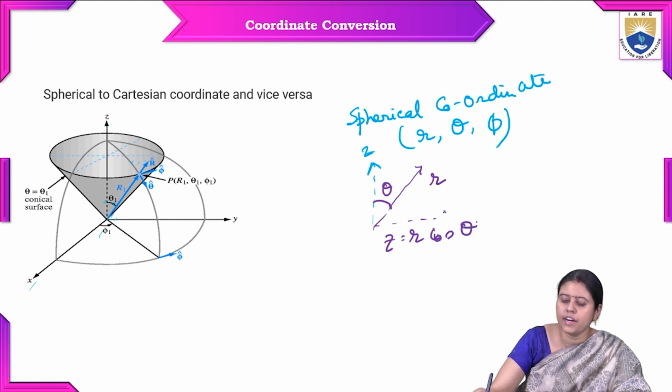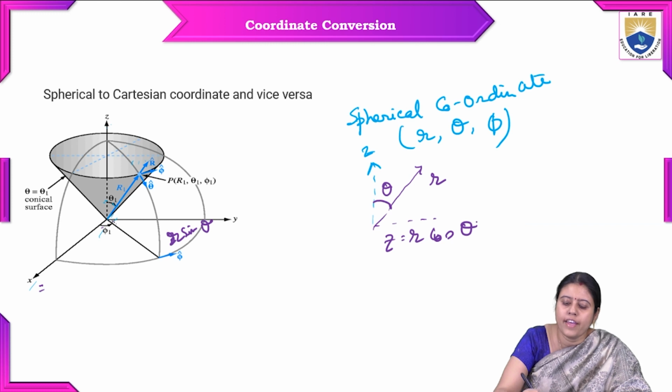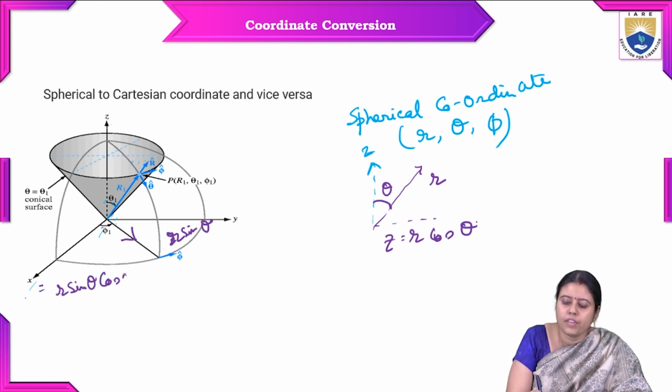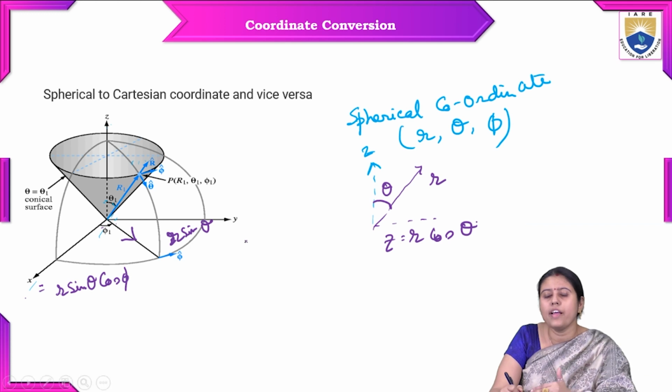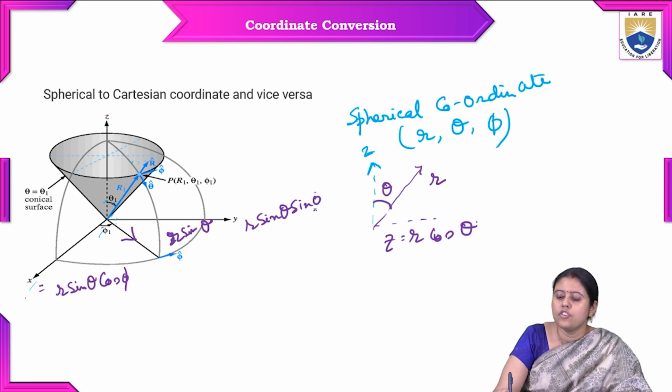So we got z equal to r cos theta. Now we can divide the r sin theta into two parts. If this angle is phi, and this line is r sin theta, then what is x? x is equal to r sin theta cos phi, and y is the sine component, so it is r sin theta sin phi.